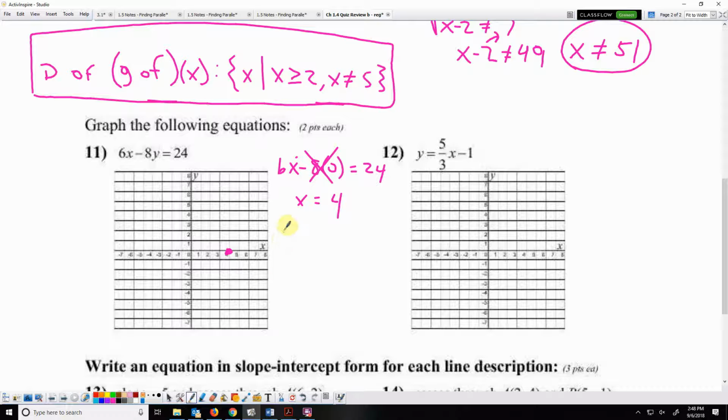For the y-intercept, that's where the x has a value of 0. Six times 0 is 0. Negative 8y equals 24. Divide by negative 8, and you get y equals negative 3. So to get from one to the other, it's up 3 and right 4. So I'm going to put more points on there to make sure I keep a good slope. And then I'll go down 3 and left 4.